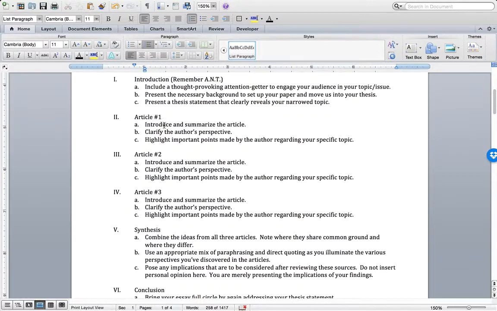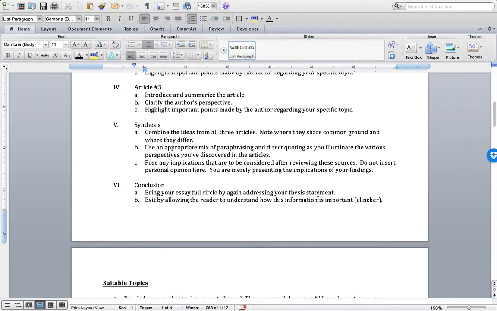So for each article, we'll begin by introducing and summarizing it. We'll clarify the author's perspective, and we'll highlight the major points made by the author regarding your specific topic. We'll do that for all 3 of the articles. And then before we conclude, we're going to focus on synthesis. In the synthesis section, you'll combine the ideas from all 3 articles. You're going to show us how those articles talk to each other about the issue. You'll note where they share a common ground and where they differ.